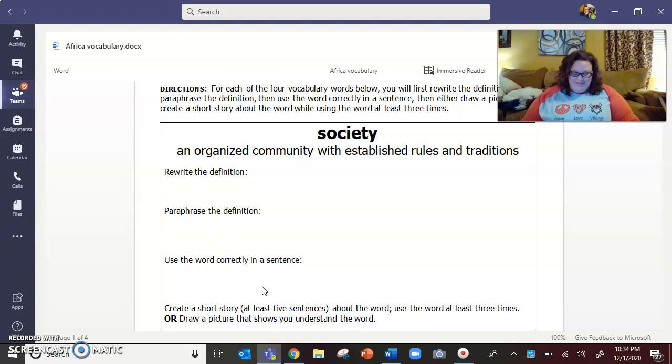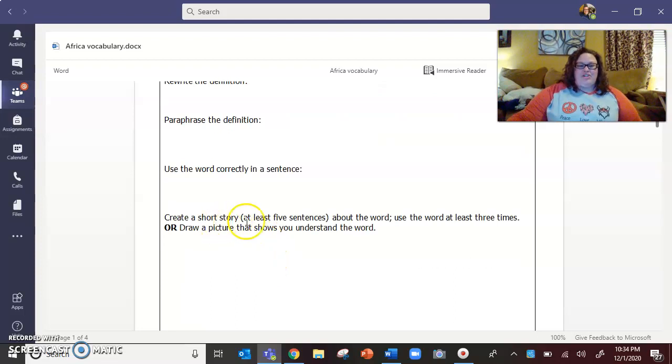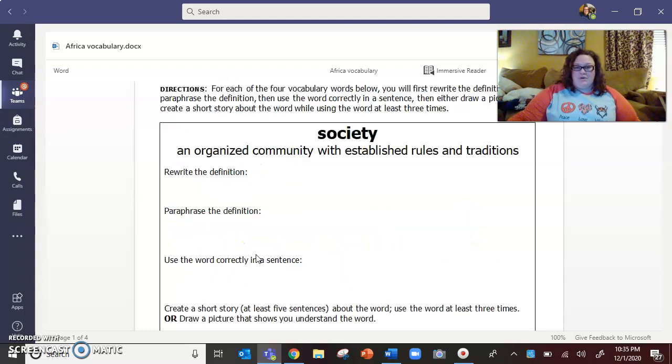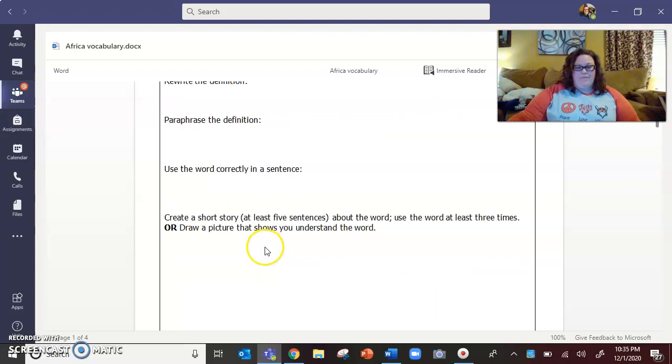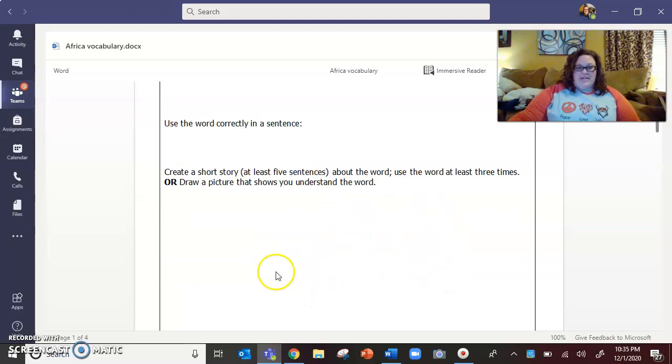I do, at least. And then you're going to create a short story, at least 5 sentences, about the word. And you will use the word at least 3 times in your short story. Or you can draw a picture that shows that you understand the word. I don't care which one you do, but you have to do one or the other, okay? So this is what you are going to do down here.